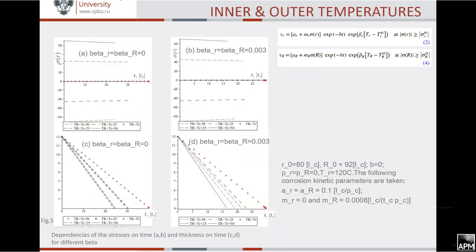Here we can see the dependencies of the stress and thickness on time for different beta values and for different outside temperature when the inside temperature is fixed. It is shown that for zero beta, once again, we have a greater lifetime of the shell than for non-zero beta.